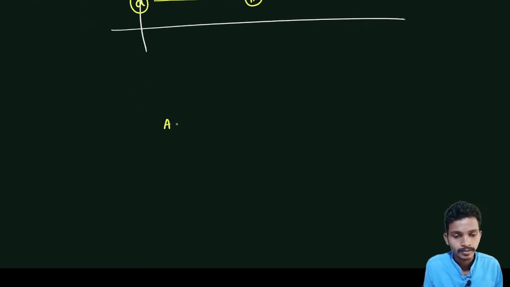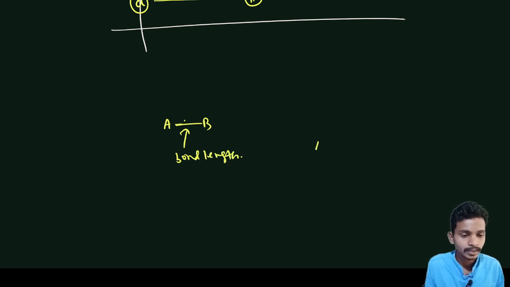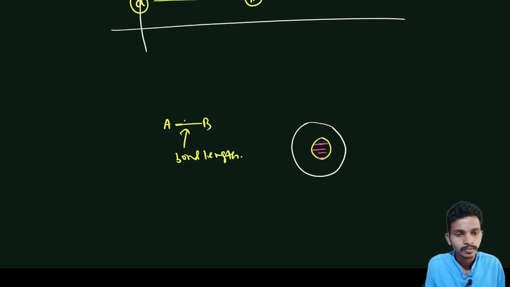Let's say any AB atoms, this is its bond length. What does it mean? Let's say here A atom is there, so this is atom A, this is its nucleus, and over here electrons are revolving around it. And let's say another atom, its nucleus is here and its electrons are also revolving here.